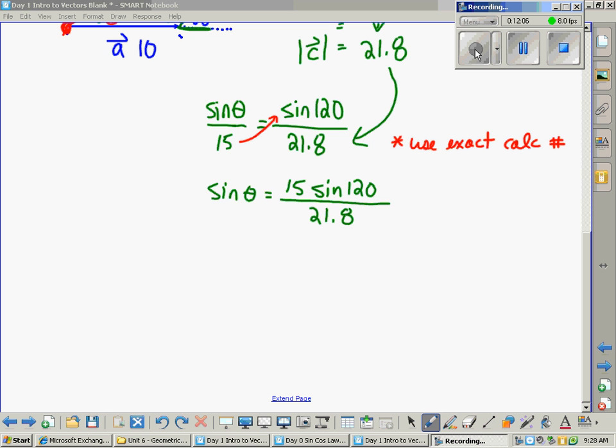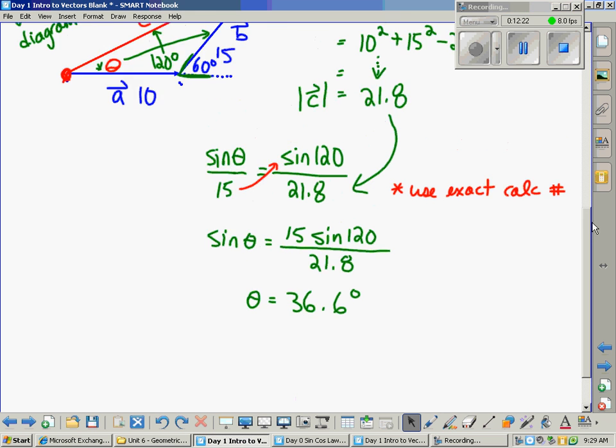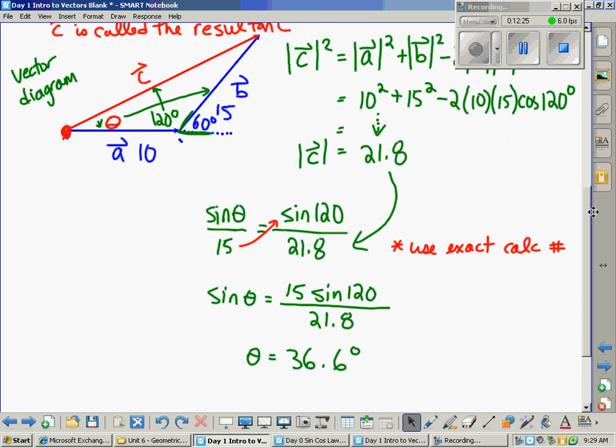So now that I've done the math, and I see that I have not only the vector's magnitude, but its direction, I can actually describe it. So C is a vector. So it can be described like this. C is 21.8 units, whatever it is, at an angle of 36.6 degrees to vector A.